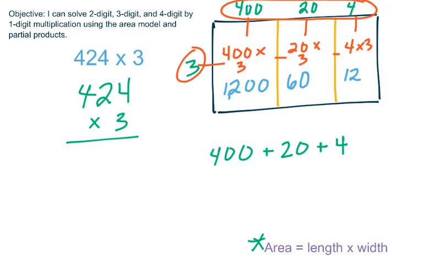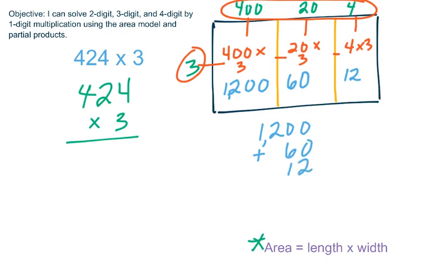So I'm going to take 1,200 plus 60. Notice I'm lining those up really well so that they don't mess up my place values. And 12. And then I'm going to go ahead and add 2, 7, 2, and 1. So my answer right now, based on my area model, to 424 times 3 is 1,272.